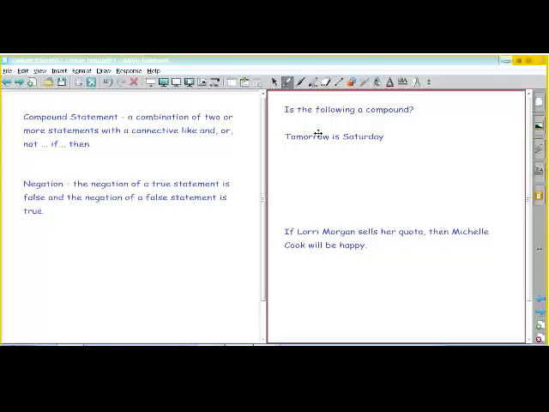So anyway, because there is no connective and, or, if then, the first statement is not a compound statement, just a single statement. So I'll just say only one part, therefore not compound.